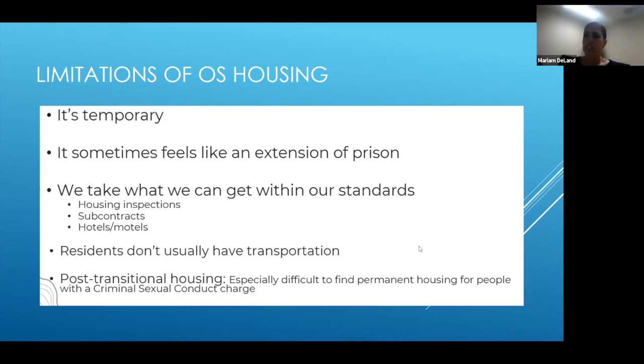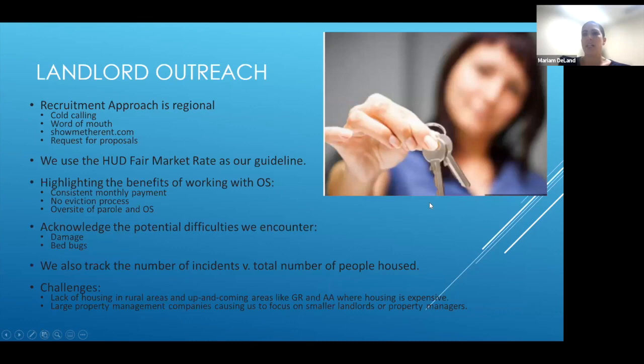And the last limitation, like I spoke to, the fact that it's temporary, is that it can be really difficult to find permanent housing solutions, especially for people with a CSC. I'm preaching to the choir right now. You are the people in the community looking for those permanent solutions. So just noting that as a limitation.